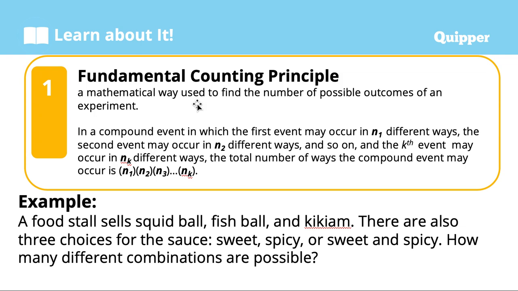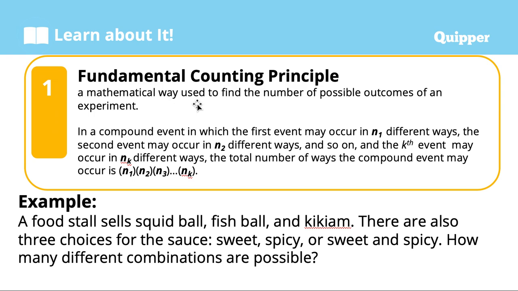In a compound event in which the first event may occur in n sub 1 different ways, the second event may occur in n sub 2 different ways, and so on, and the kth event may occur in n sub k different ways, the total number of ways the compound event may occur is just to multiply all the different ways. We have n sub 1 times n sub 2 times n sub 3 up to n sub k. That's how the fundamental counting principle works.